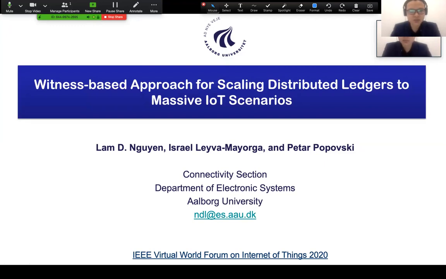Today, I would like to introduce our paper titled Witness-Based Approach for Scaling Distributed Ledger to Massive IoT Scenarios. This is the joint work between me, Lam, Israel, and Petar Popovsky. We come from the blockchain group, connectivity section at Aalborg University.